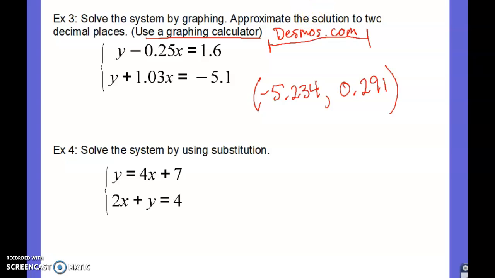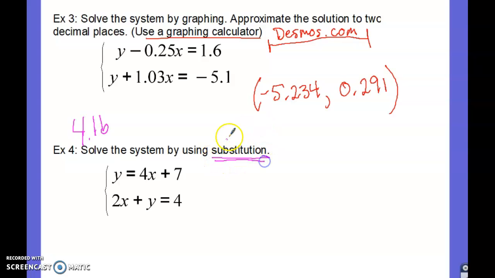This is exactly where we left off. We're talking about Chapter 4, Section 1. So I'll name this video 4.1b. And what I'm going to do next is solve by substitution.